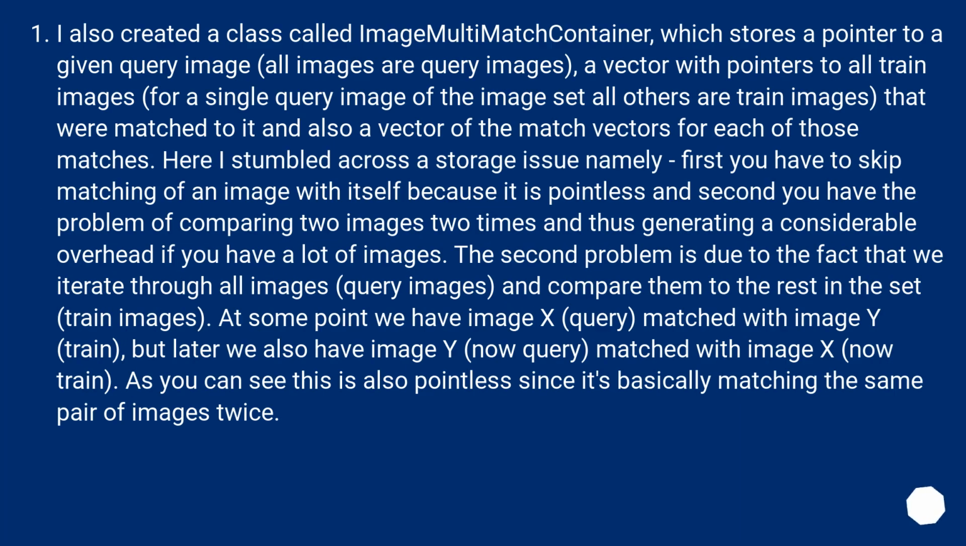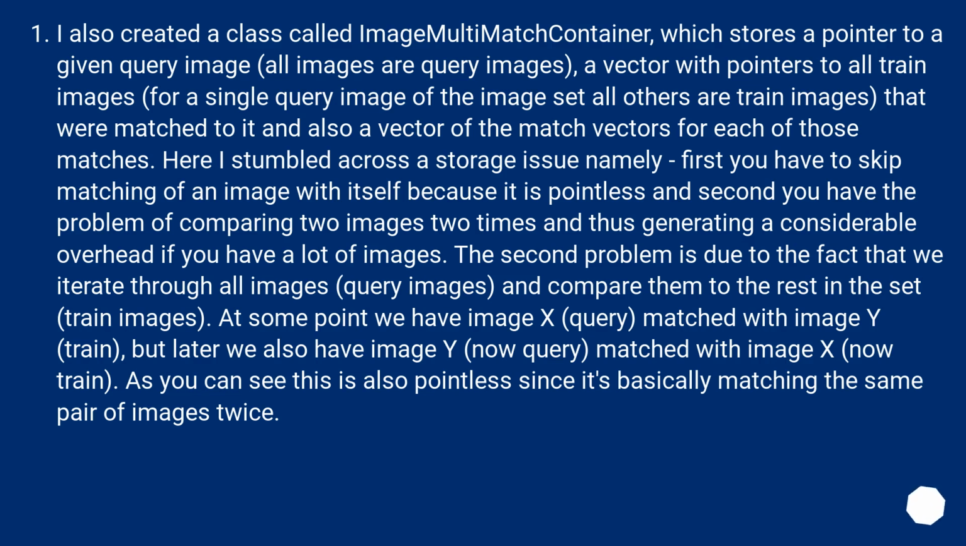I also created a class called Image Multimatch Container, which stores a pointer to a given query image, a vector with pointers to all train images for a single query image, and also a vector of the match vectors for each of those matches. Here I stumbled across a storage issue, namely, first you have to skip matching of an image with itself because it is pointless, and second you have the problem of comparing two images 2 times, and thus generating a considerable overhead if you have a lot of images.